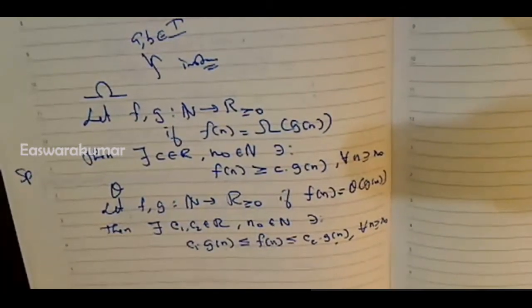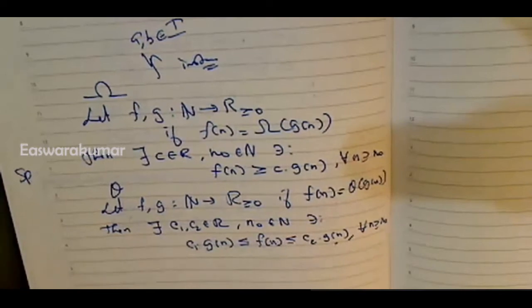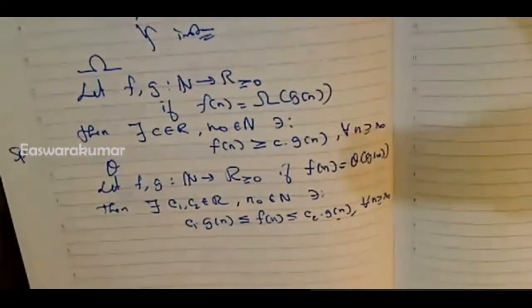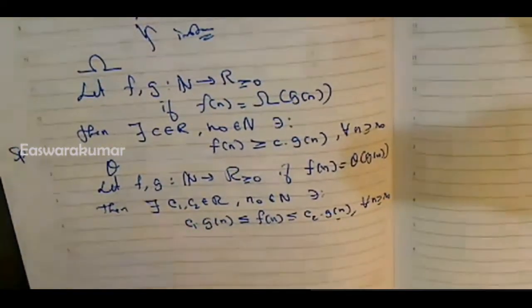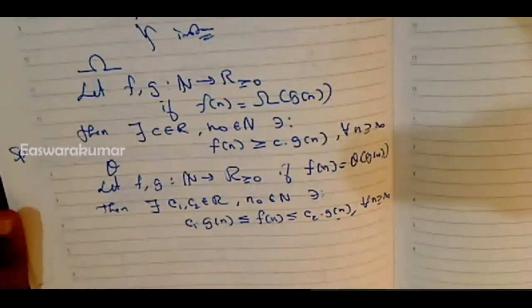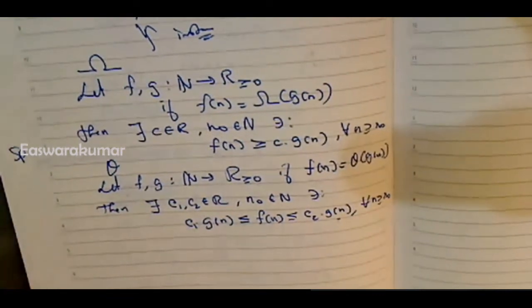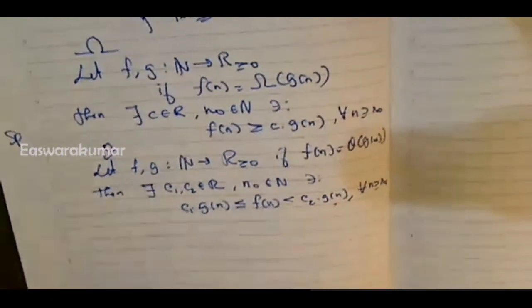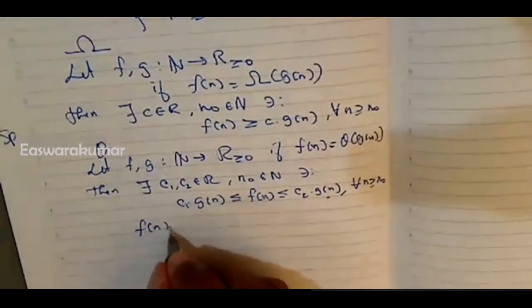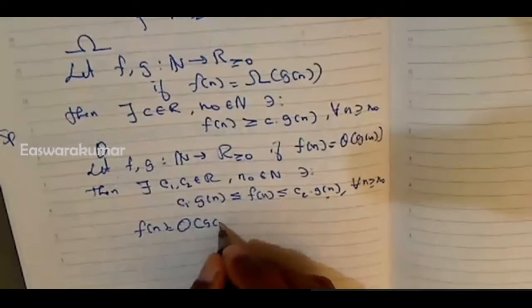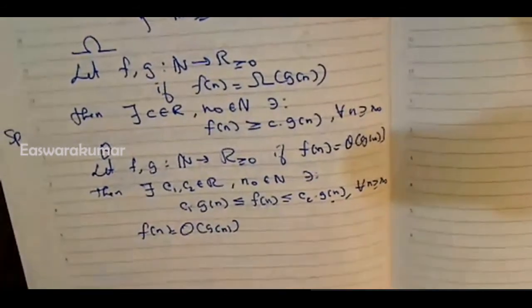And one more thing is abuse of notation. Actually, the notation that we are using here is not the correct one, but for clarity we are using it. That's why sometimes people say it's an abuse of notation. So what we abused here, for example, if I say f of n is equal to O of g of n, this is not exactly correct.